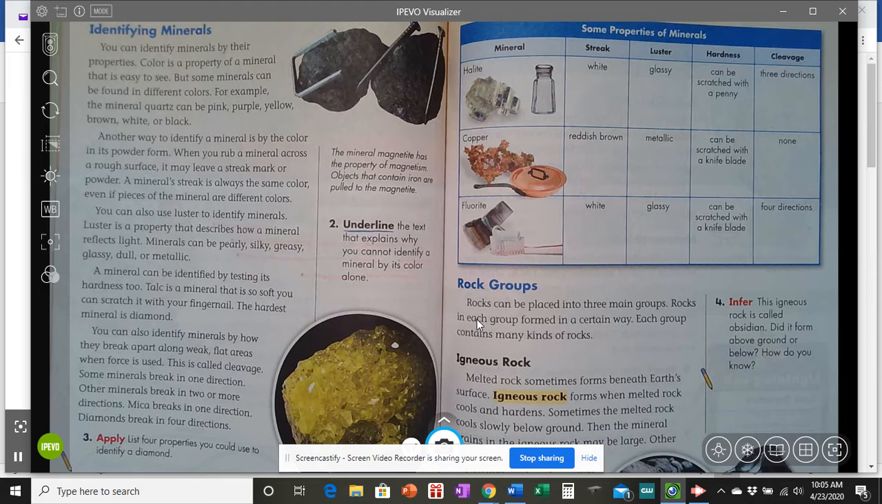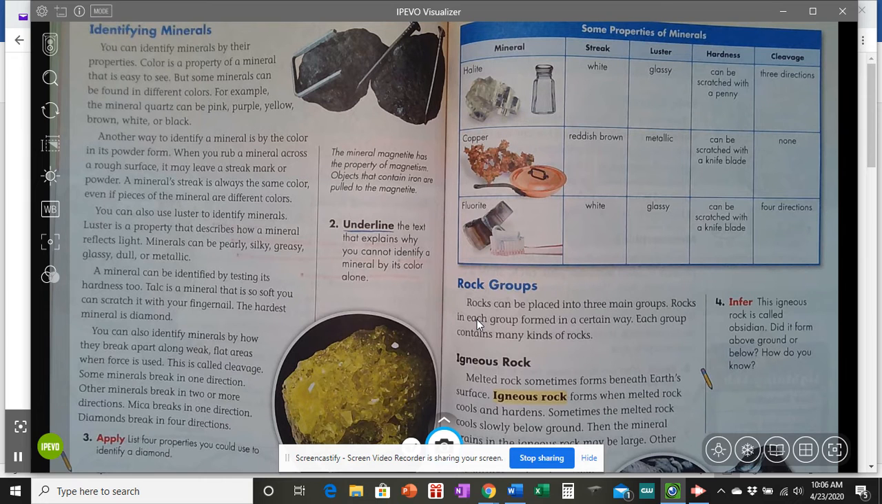Identifying minerals. You can identify minerals by their properties. Color is a property of a mineral that is easy to see, but some minerals can be found in different colors. For example, the mineral quartz can be pink, purple, yellow, brown, white, or black. Another way to identify a mineral is by the color in its powder form. When you rub a mineral across a rough surface, it may leave a streak, mark, or powder. A mineral's streak is always the same color, even if pieces of the mineral are different colors.